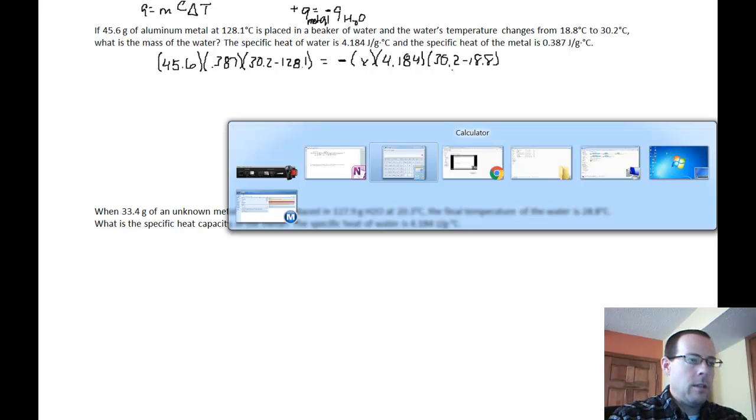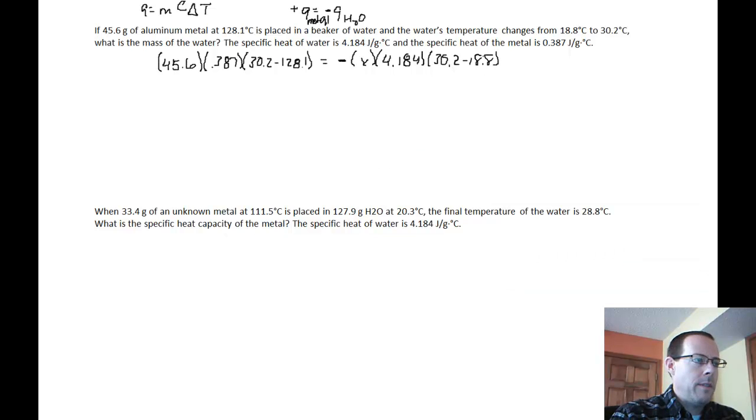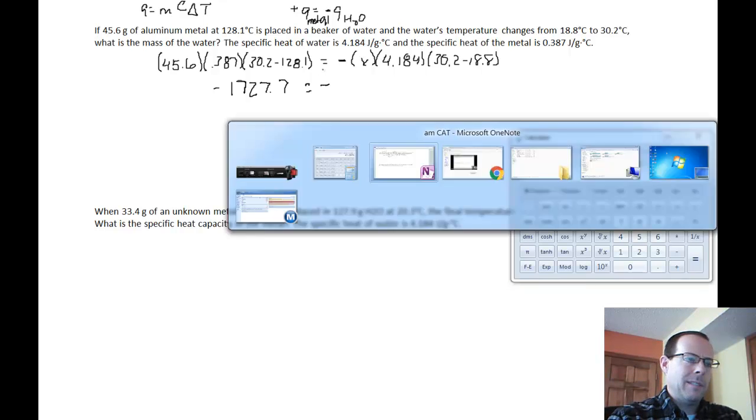Alright, so now we're just solving that. So I'm going to pull up a calculator, and I'm just going to multiply the left side. Actually I'll do the subtraction first. 30.2 minus 128.1. I'm going to multiply that by 0.387, and I'm also going to multiply that by 45.6. We get negative 1727.7. And that's going to equal, on this side, negative. And I'm just going to take 30.2 minus 18.8, and I'm going to multiply that by 4.184. And I get 47.7x.